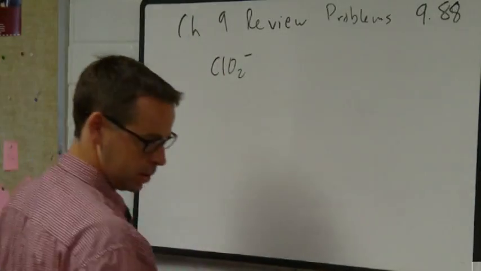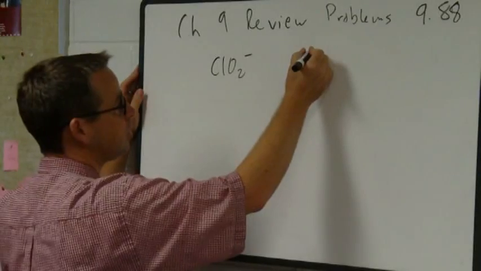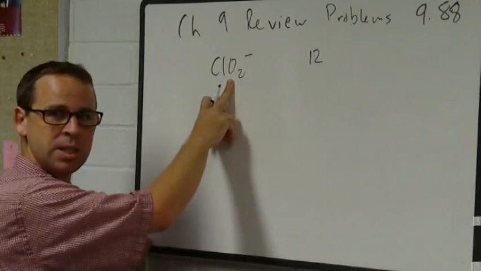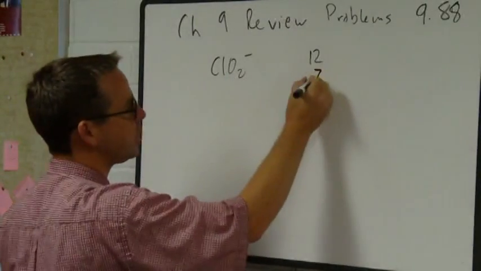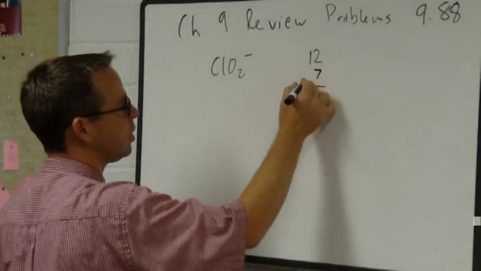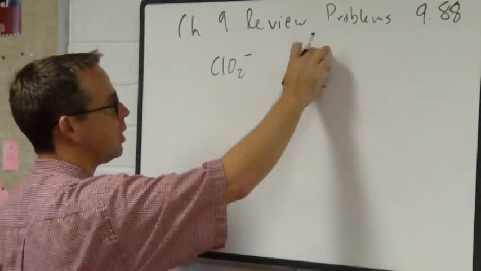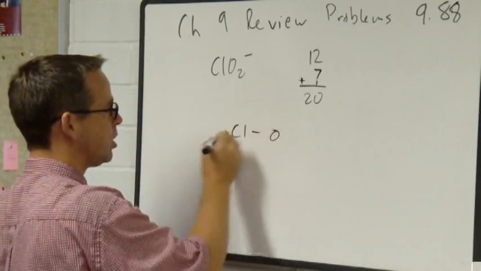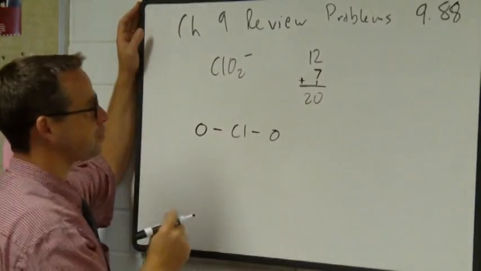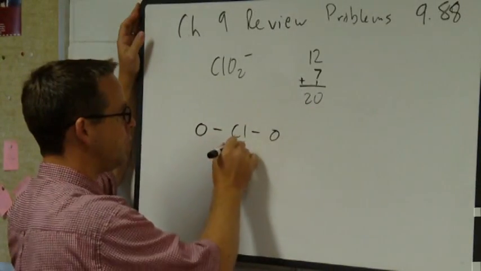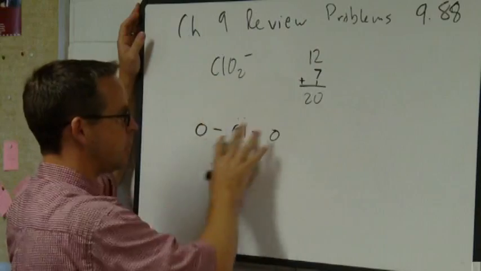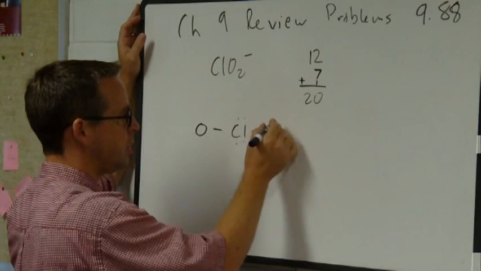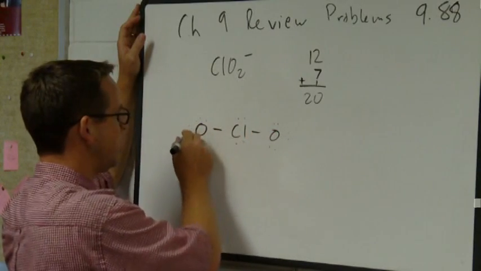ClO2 minus. On this one here, we have oxygen bringing 6 times 2 is 12. Each oxygen brings 6 valence electrons, and one chlorine brings 7 valence electrons. And then there's one extra valence electron because of that negative sign there. So there's 12, 19, 20 valence electrons. Chlorine is in the middle, oxygen's on the outside. We have 1, 2, 3, 4, 5, 6, 7, 8 valence electrons here. Now there's 8 around chlorine. 1, 2, 3, 4, 5, 6, 7, 8, 9, 10, 11, 12, 13, 14, 15, 16, 17, 18, 19, 20.